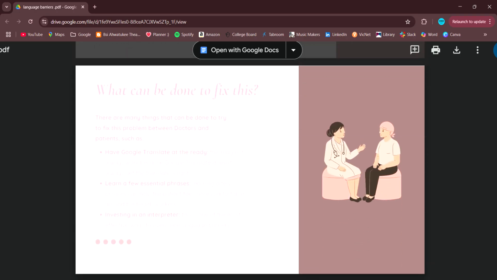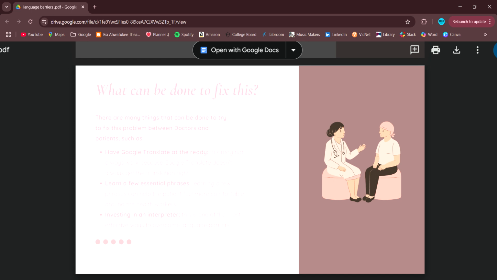So what can be done to fix these language barriers? Well, first of all, Google Translate is not going to be an effective solution because it doesn't always get the translation right. But if this is the only option, you can use this.